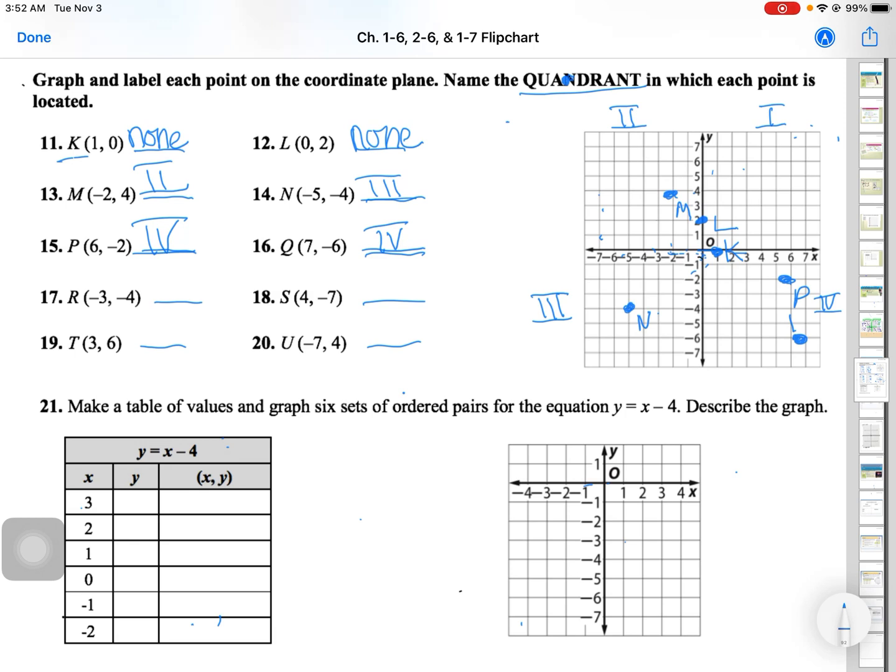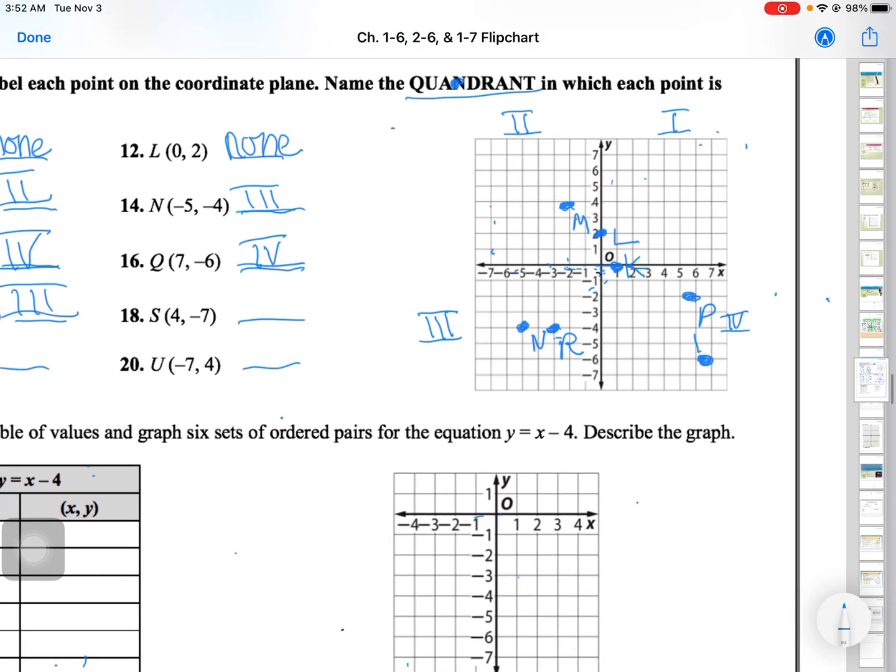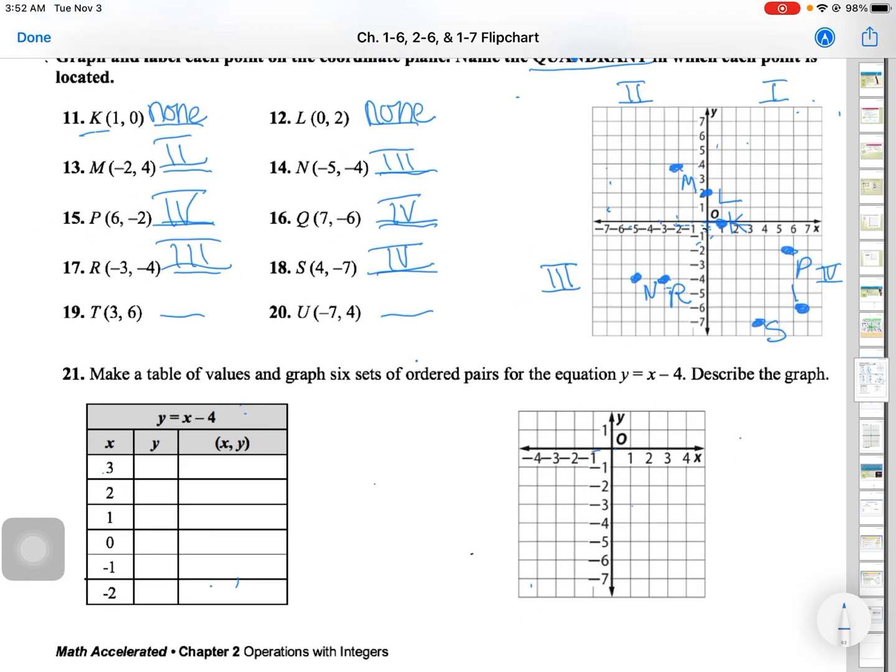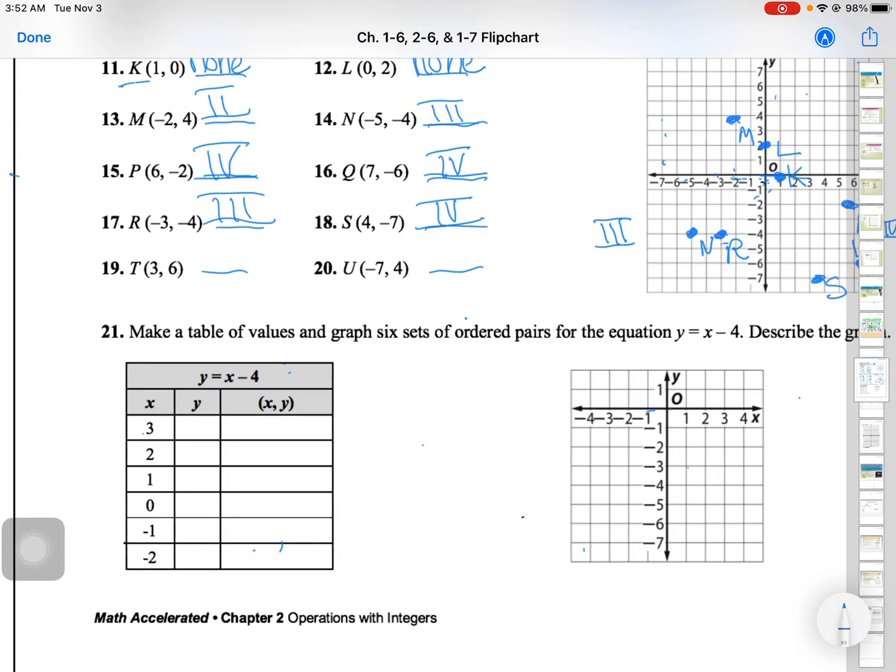Yep, R, (-3, -4). I'm going down 3. R. I always have to say it like a pirate. And that's in quadrant 3. Sorry about that, it just comes to mind. S, (4, -7). S in quadrant 4. Did I say 4 or number 18? All right, number 19.